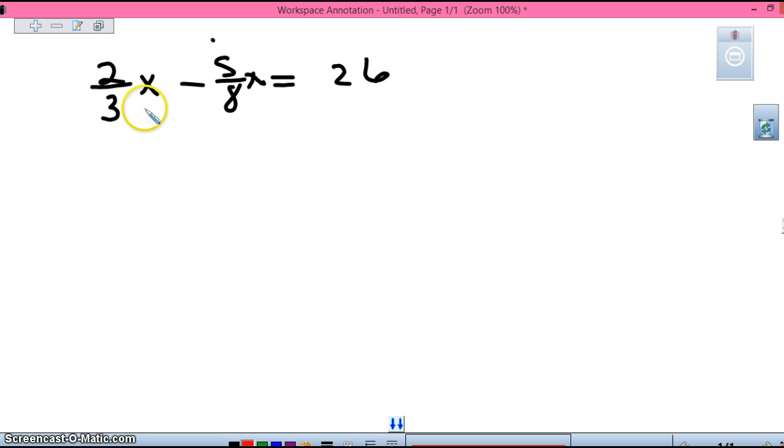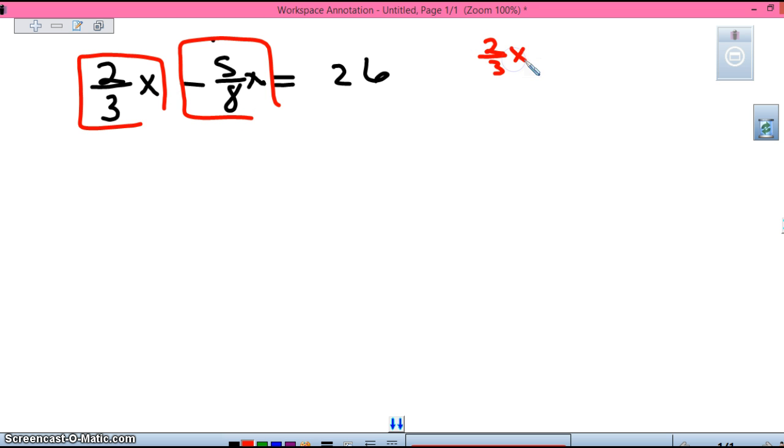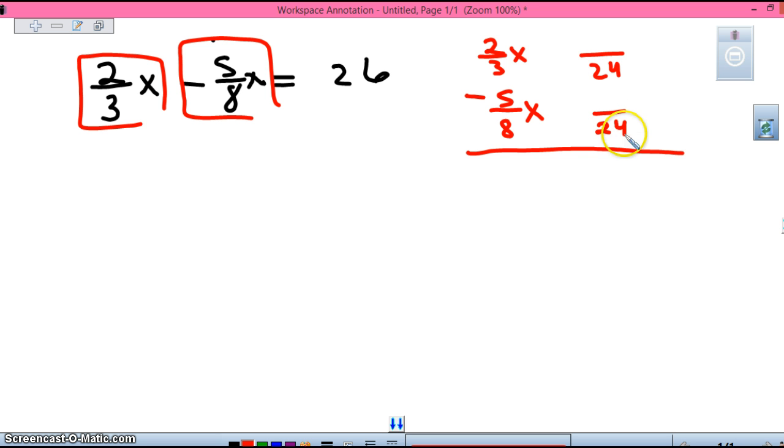Working out the same problem the other way, we would have to combine our like terms. That means 2/3 x minus 5/8 x. Our common denominator is 24. 8 times 3 is 24. 5 times 3, 15. Bring my minus sign. 3 times 8 is 24. 2 times 8 is 16. 16 minus 15 is 1 over 24.